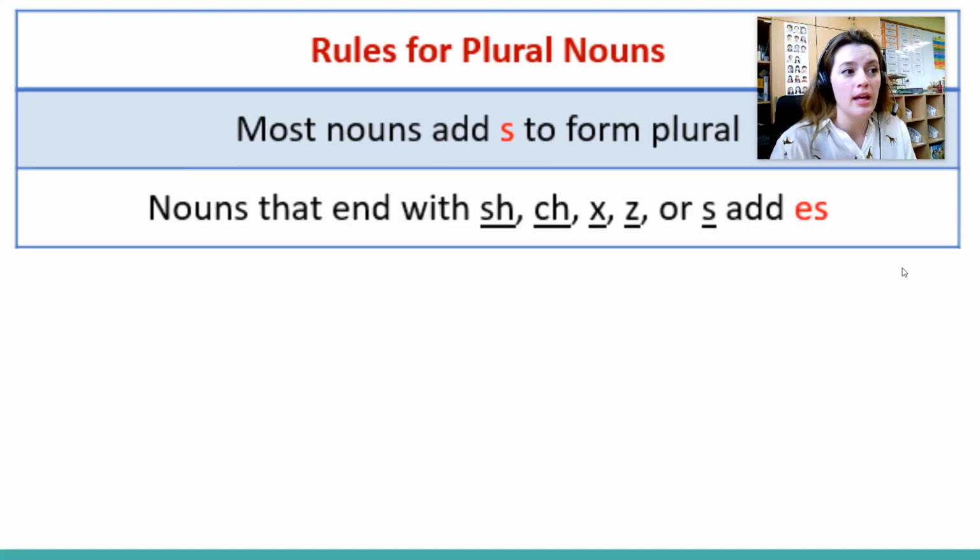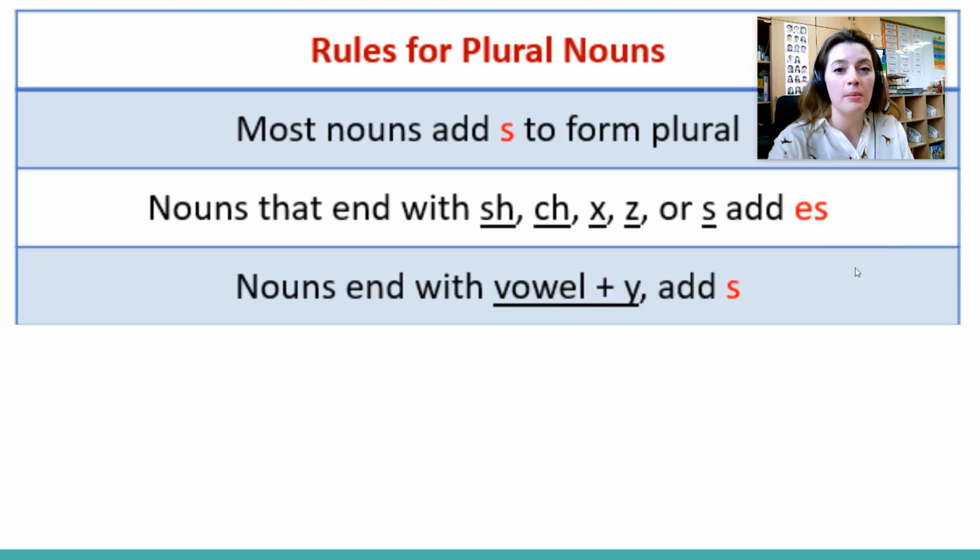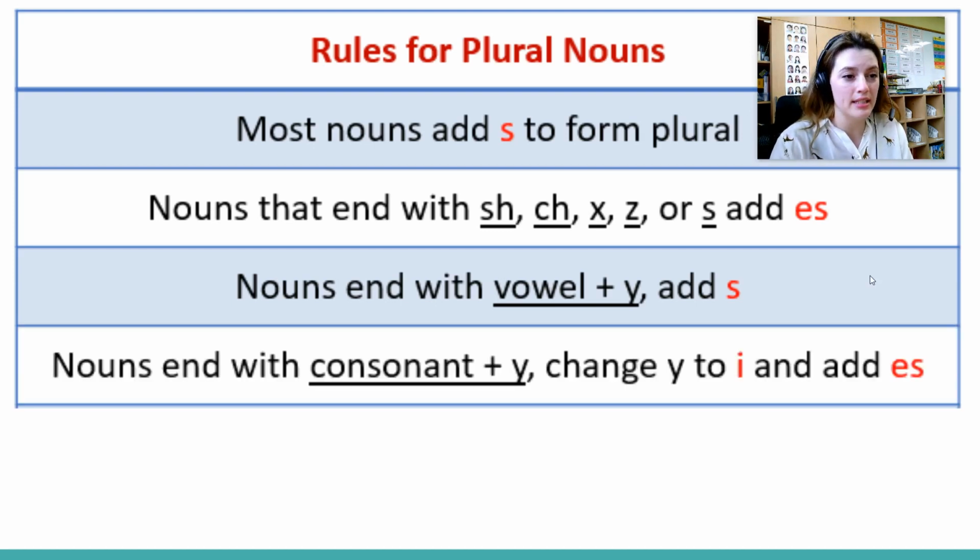Number 2, nouns that end with SH, CH, X, Z, or S, you need to add ES. So this is rule number 2 for changing a singular noun into a plural noun. Number 3, nouns that end with vowel Y, you can add S. But nouns that end with consonant Y, you have to change that Y and add ES.